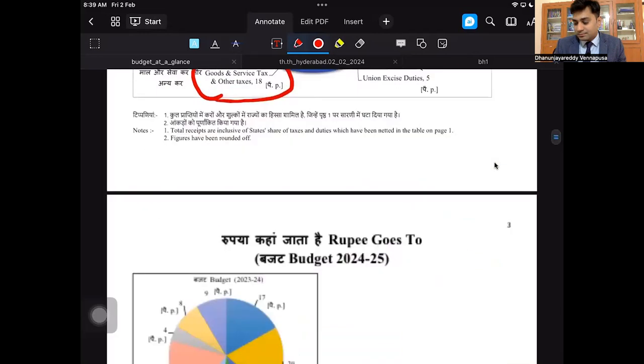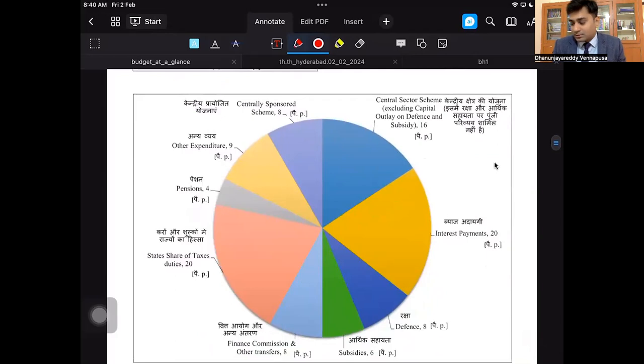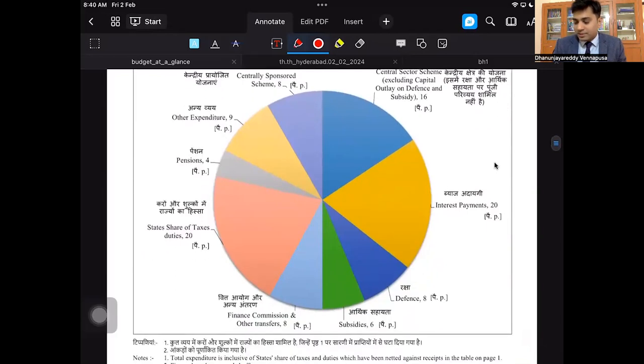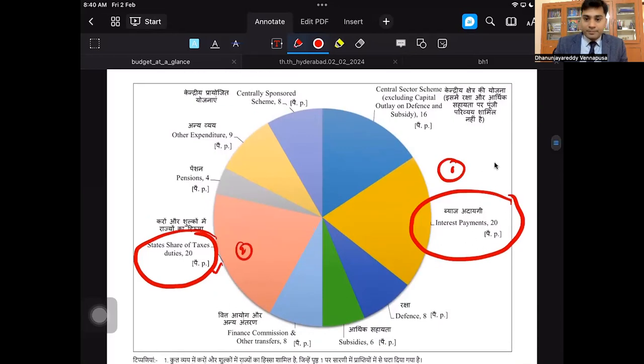The second thing is where money is going. Now if you look at this, the major chunk of money is going to state shares as well as interest payments made by the government. This is expenditure, by the way, which contains revenue as well as capital expenditure. So the highest amount is going to interest payments, followed by or equal to state share. This is followed by the second largest share, that is called central sector scheme.